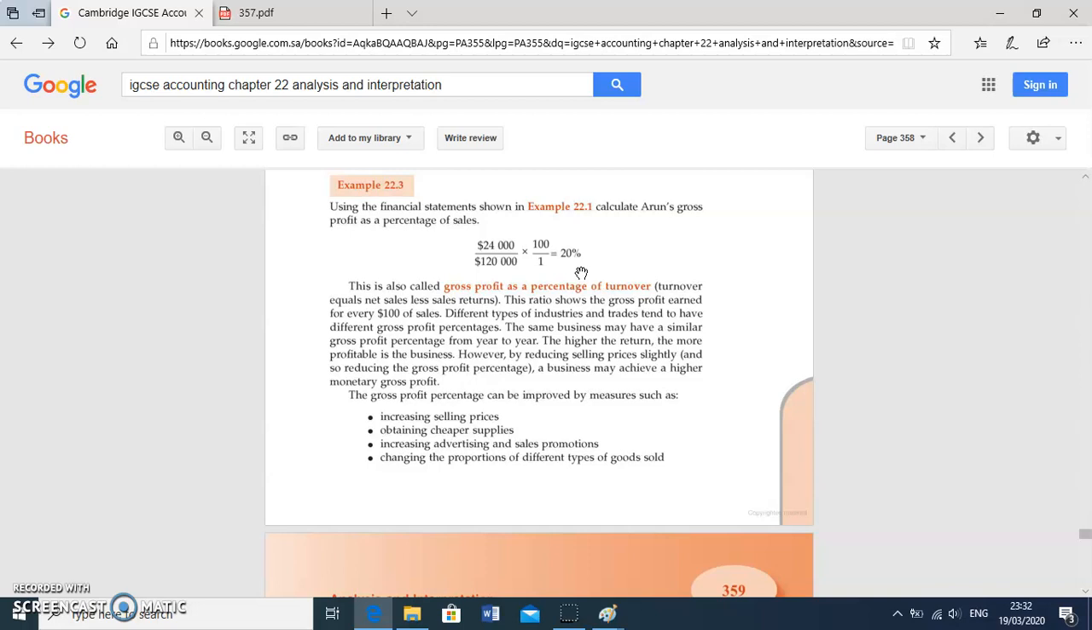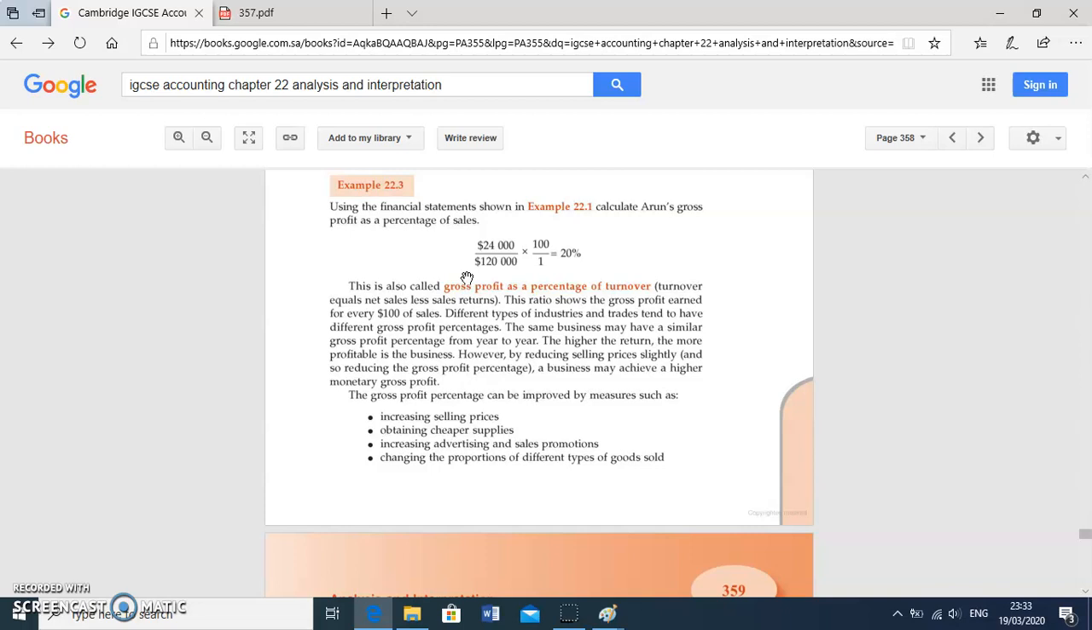If you find that this ratio is too low and the business wants to improve it, we have to either increase the selling price, so accordingly we will increase the total value of the sales, or decrease one of the components of the gross profit, so you have to decrease the cost of sales. Decreasing the cost of sales may be done by obtaining cheaper supplies.